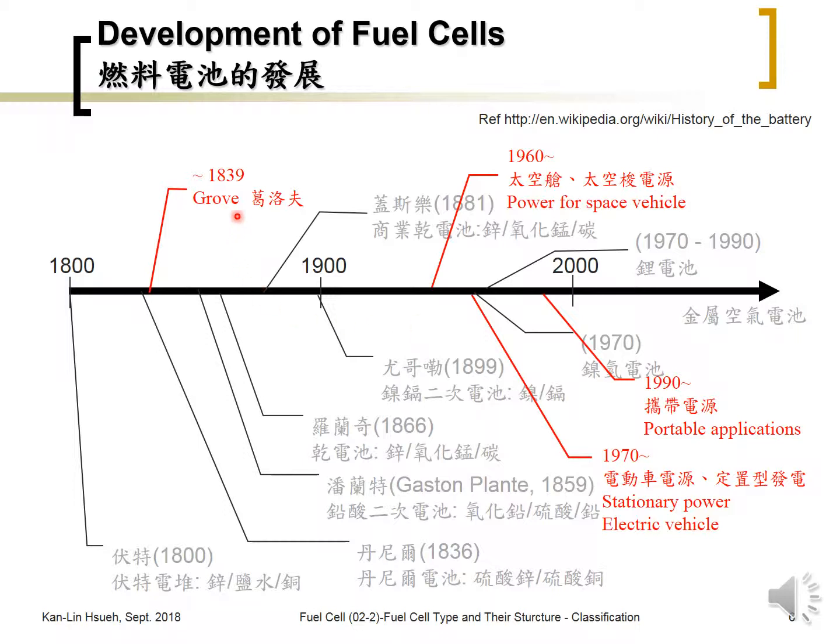The fuel cell was developed a long time ago, maybe 200 years ago, but its first application was somewhere around 1950 to 60, as power for space vehicles. Then it started to be developed for stationary power and for electric vehicles. In the 1990s, cell phones and notebooks started to develop, so the fuel cell also tried to migrate to portable applications.